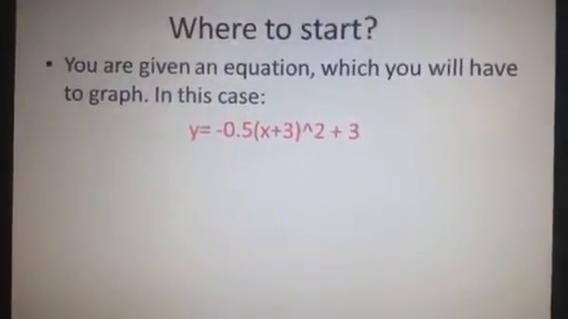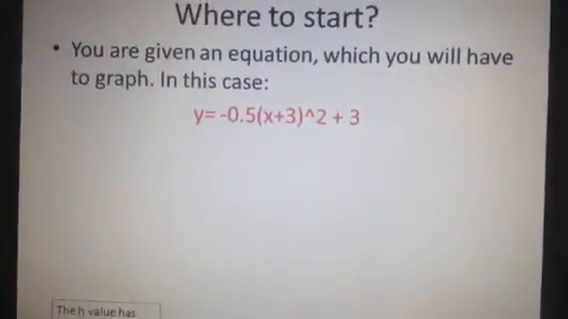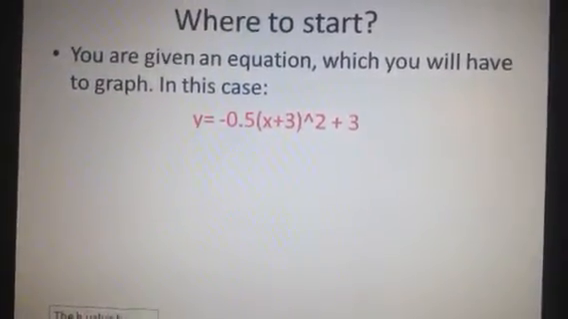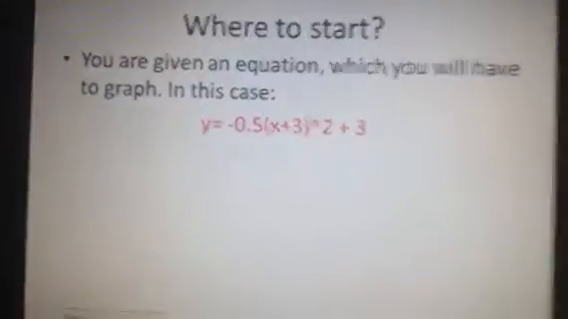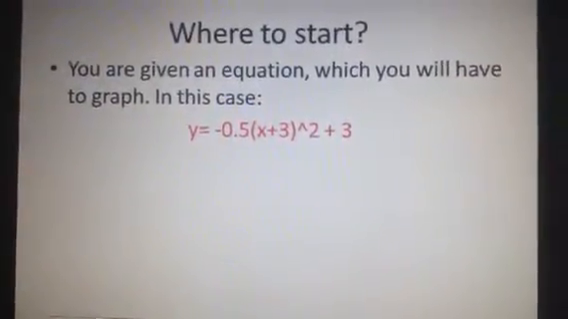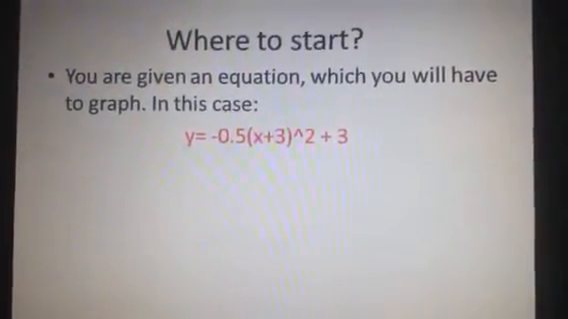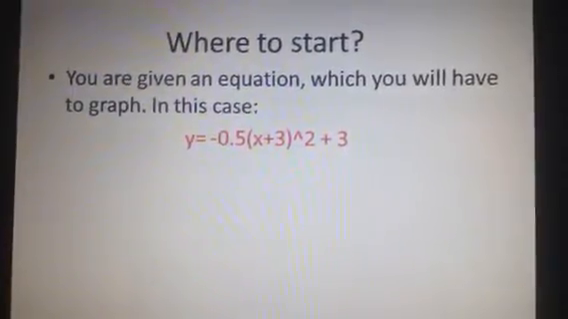So where to start? In order to graph a transformation, you must first be given an equation. In this case, I have given you an example. Y equals negative 0.5 (x plus 3) squared plus 3.